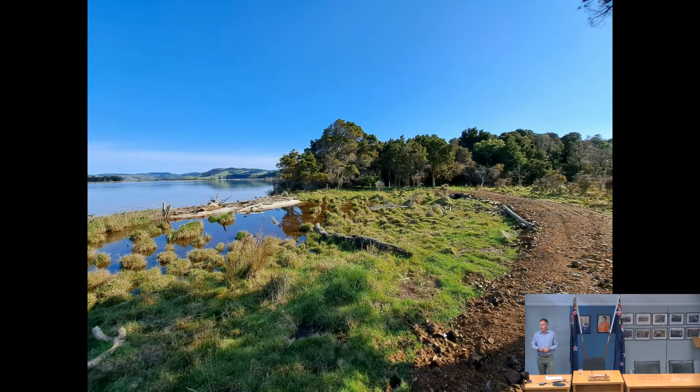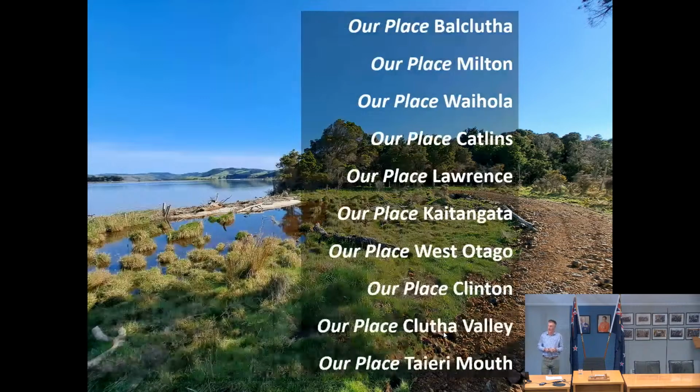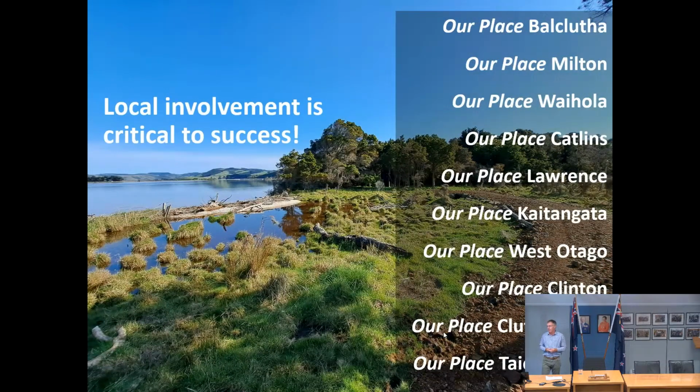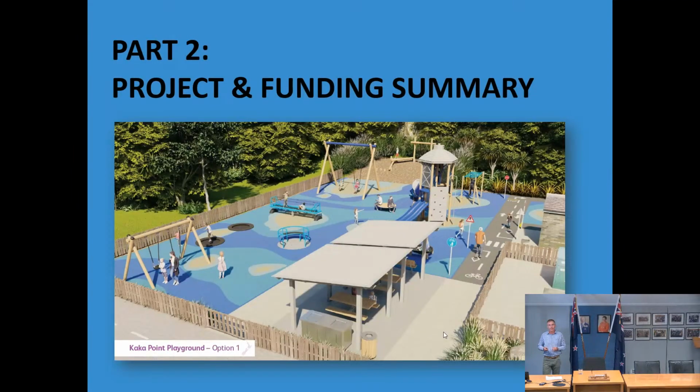So, as I said, we now have across the district 10 place plans, and we just finished the last one about a year ago, which was Tairi Mouth. These are basically in chronological order from start to finish. It's been a huge process to get to this point, and I can't say enough how critical that local involvement is to developing these plans and then implementing them. So just before I go on to the next stage, happy to take any questions about the development process.